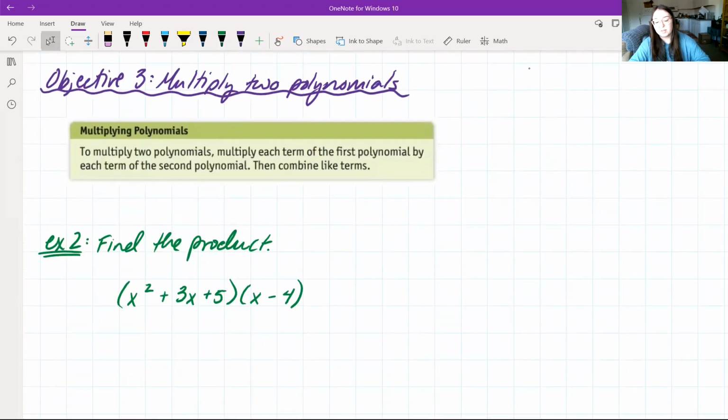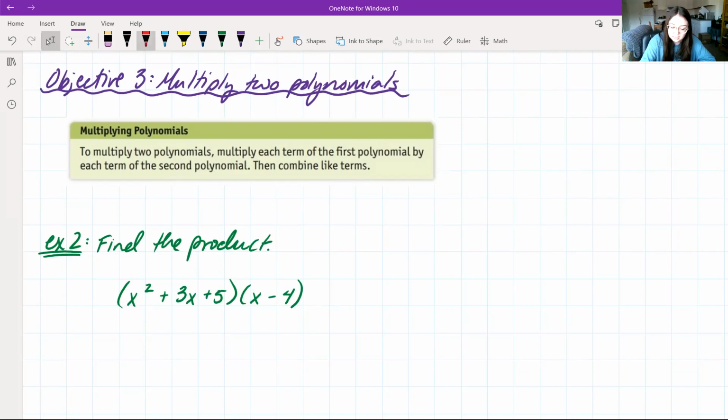All right, so now objective 3, we want to multiply two polynomials. To multiply two polynomials, we multiply each term of the first polynomial by each term of the second polynomial. Then we want to combine our like terms. So for example 2, we want to find the product. We're actually going to just distribute again, but now we're distributing an expression.